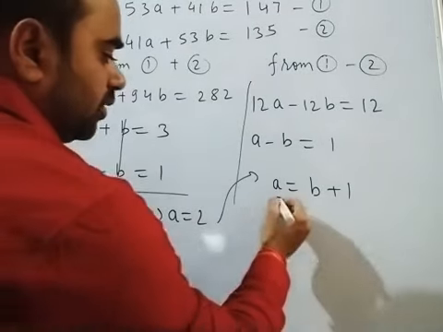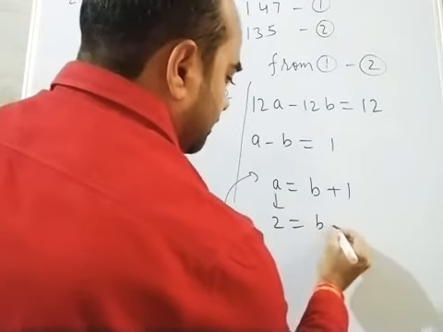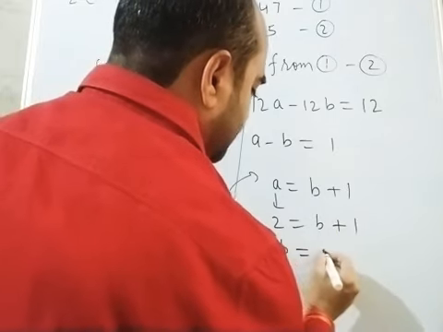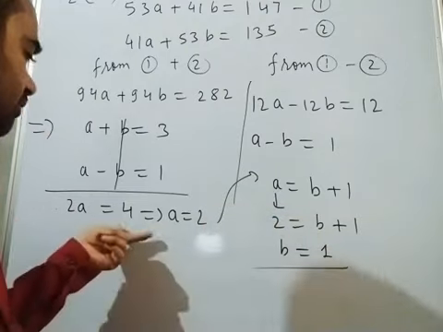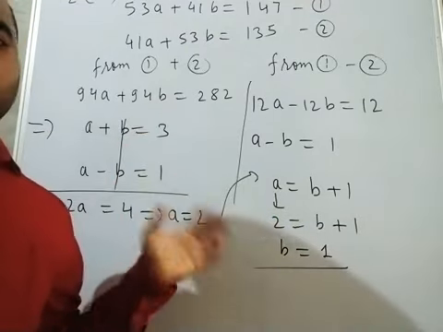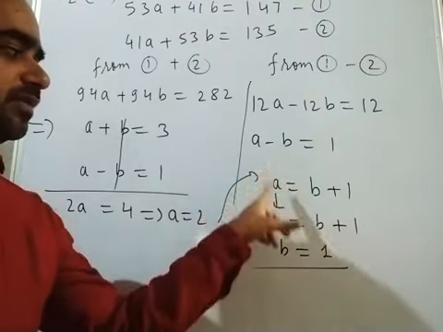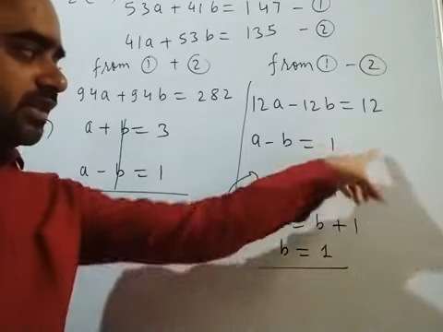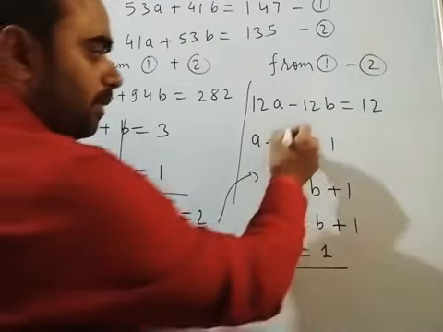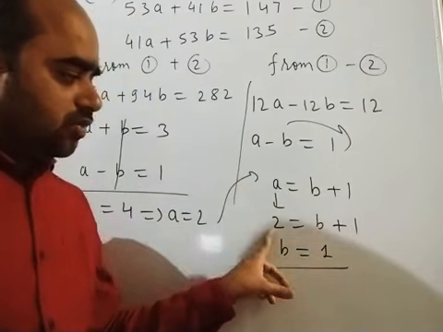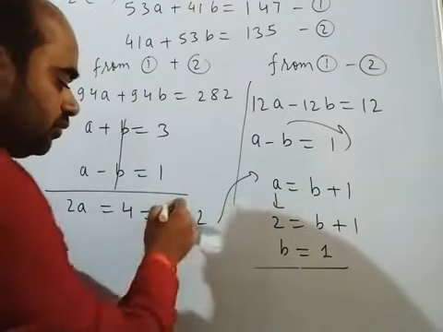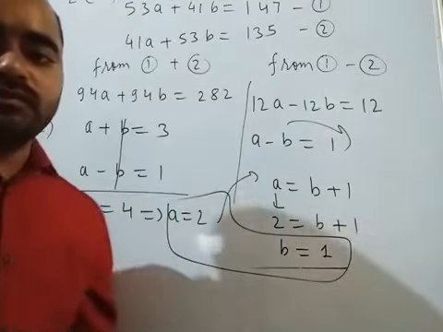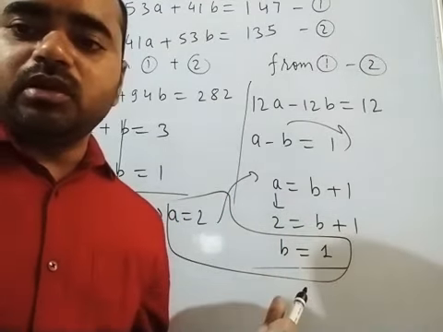Now a is equal to 2b plus 1. It means b will be 1. Correct? We have calculated a is equal to 2. Now take any one equation and substitute the value. Here if you substitute the value, then a is equal to minus b transposed, b plus 1. It means a is 2, it means b will be 1. It means the solution is a is equal to 2, b is equal to 1.